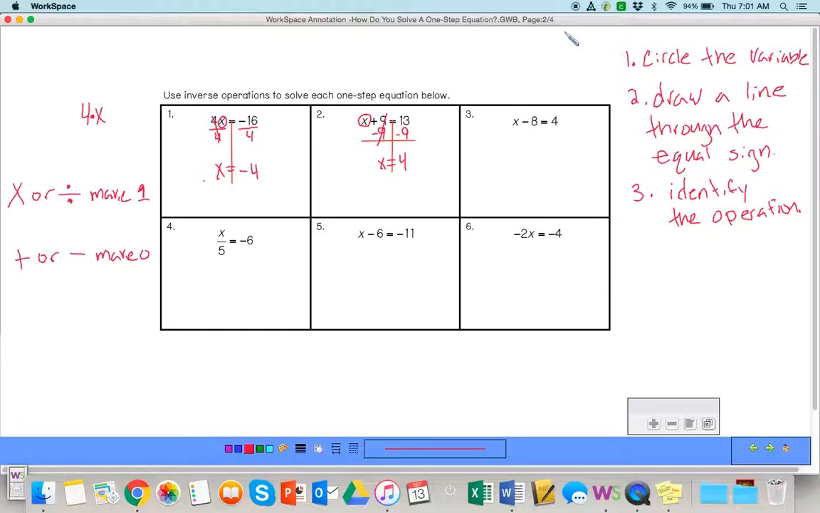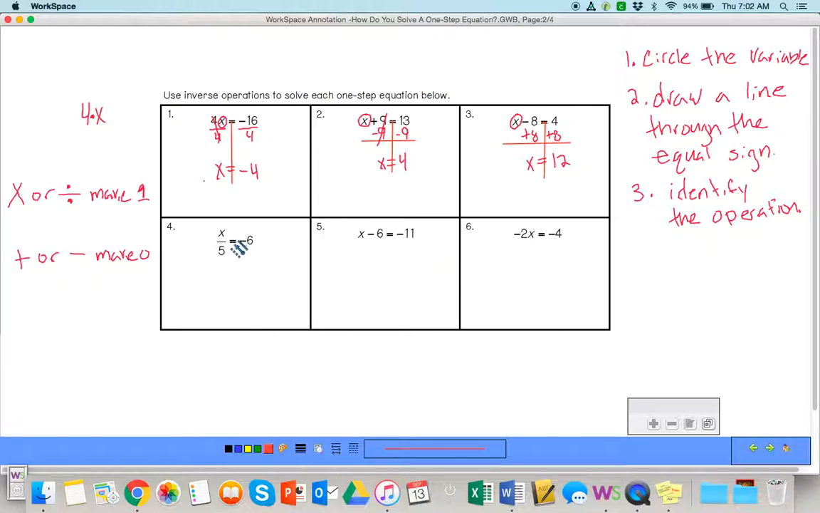All right, the next problem. Okay, so we are subtracting 8 on this problem, and so to make 0 and to get rid of that 8, we have to add 8 on both sides. So x equals 12.